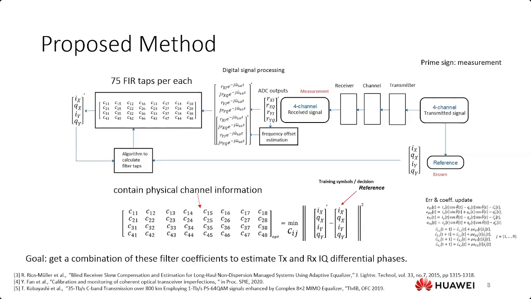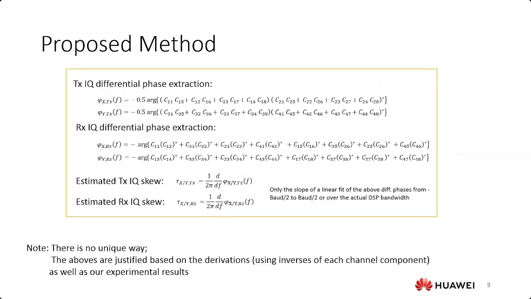We are not going to talk about the optimization process because it should be well known to us. Our goal now is to get a combination of these filter coefficients so that we can jointly estimate the transmitter and receiver differential phases. So here, we just state our proposed method. I'm not going to explain everything here. Please note that there's no unique way to get the combinations. You can generate your own combinations, but the above are just justified based on our observation, based on the channel inverses or the device parameters, and also based on our experimental results.